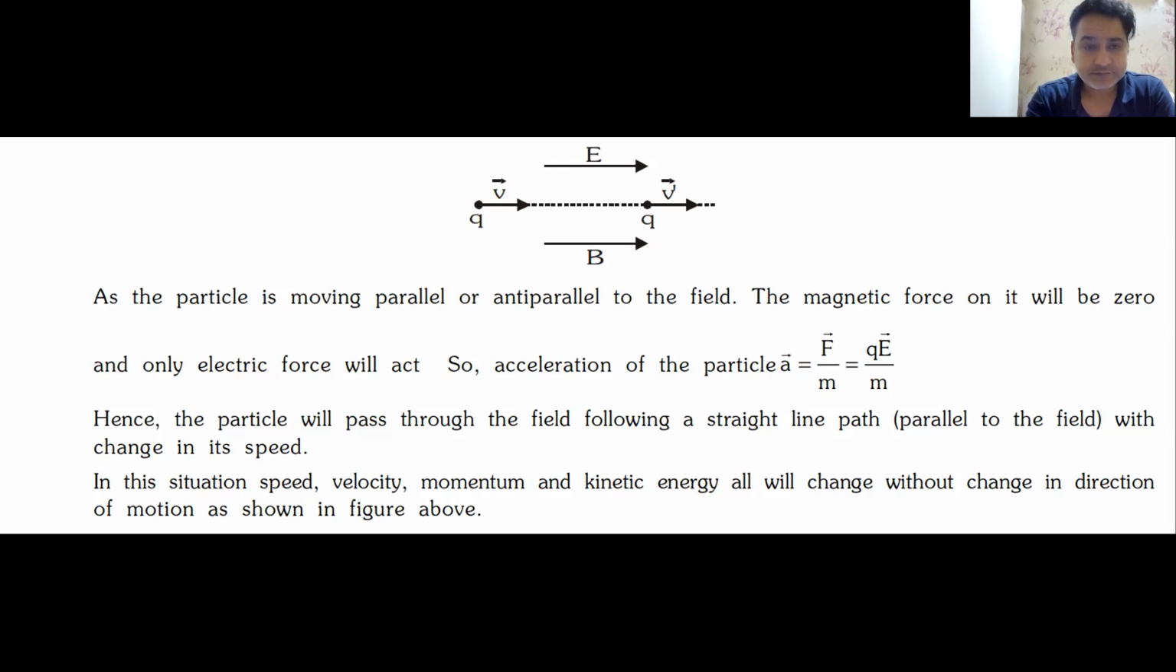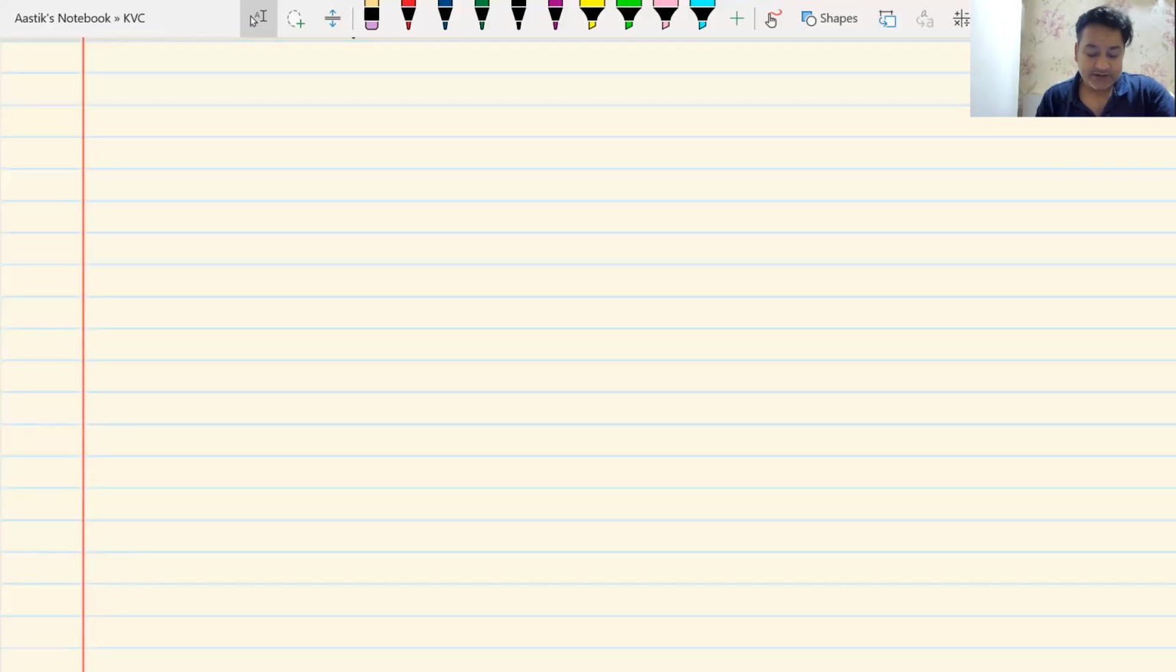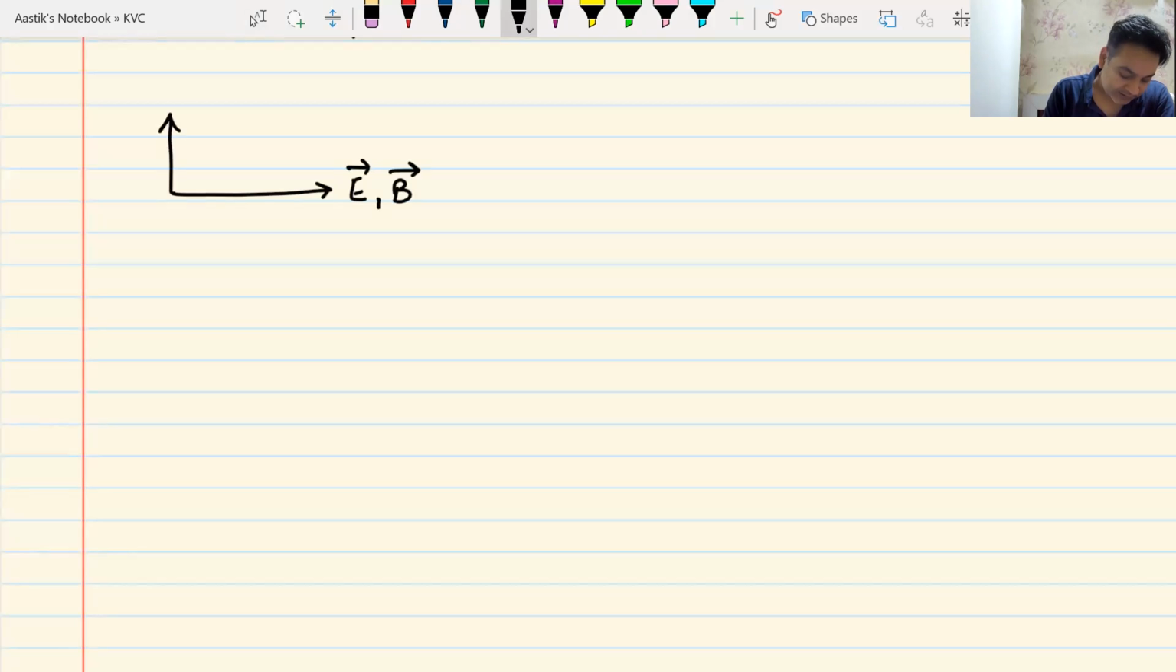Do you understand the scenario? Okay. So can you tell me what will happen if I'll try to make it. I hope you can see this. If you have a scenario like this, where E and B are in the same direction and V is perpendicular to this, what type of motion will the particle have in this case?